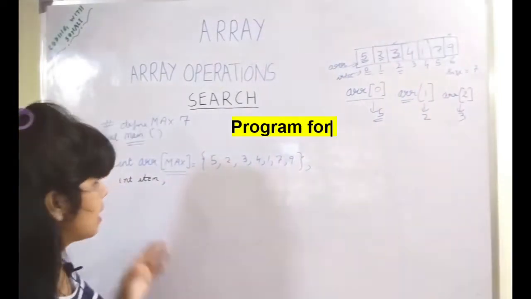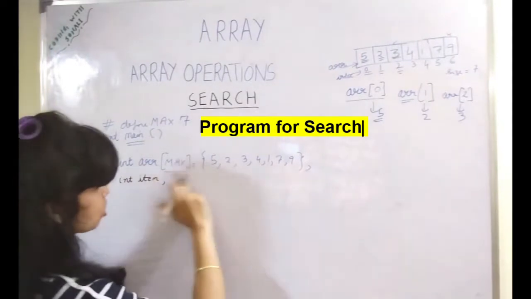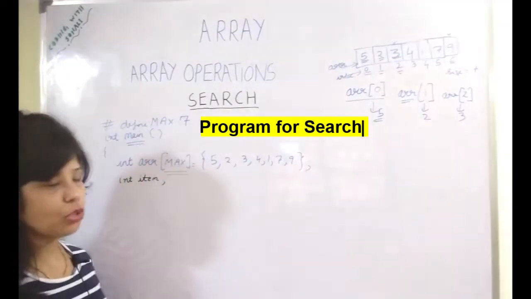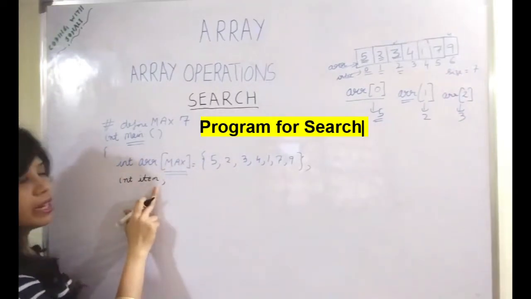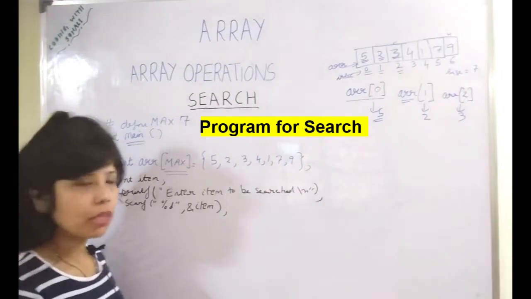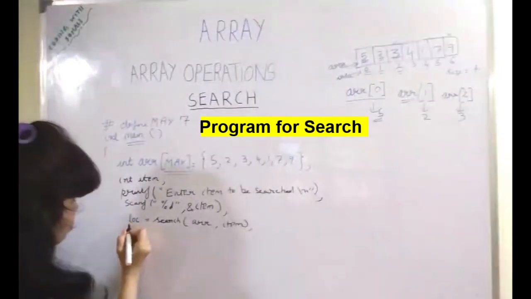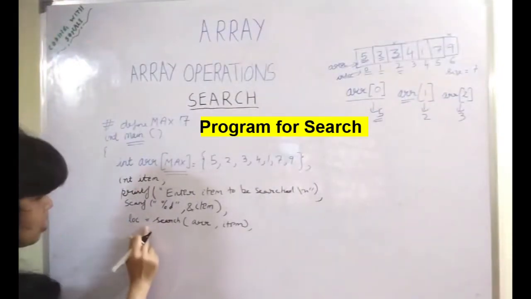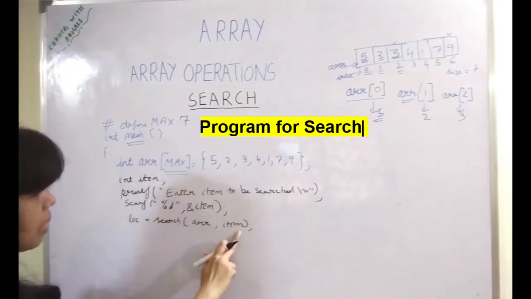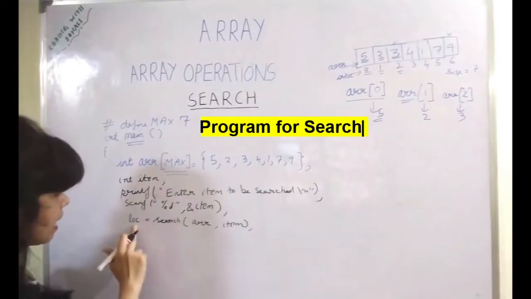What coding will we be writing in C? Once I am initializing my array, then I will ask the user to enter the item which the user wants to search. So therefore I am declaring it int item. Scanf is used to take the input from the user. I have also written LOC, that is location, is equal to search, and then I am passing this array and I am passing this item.